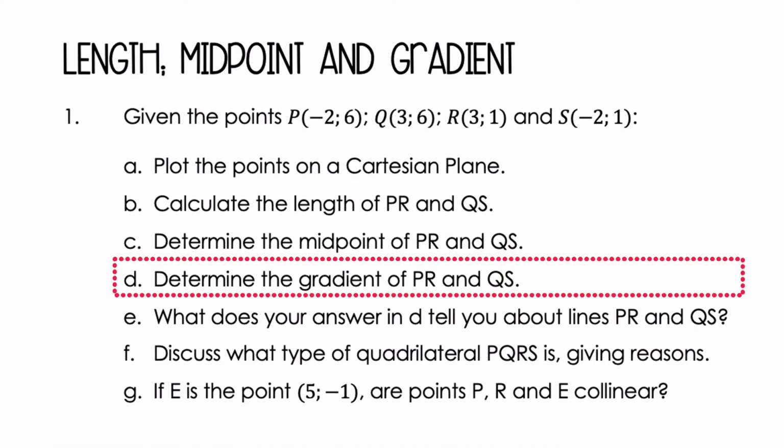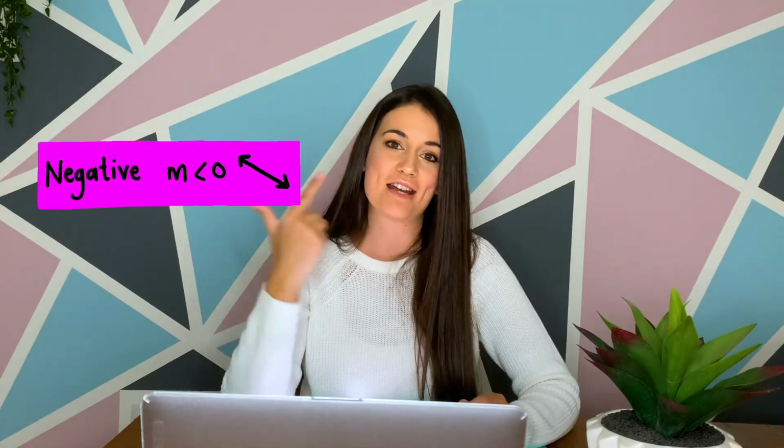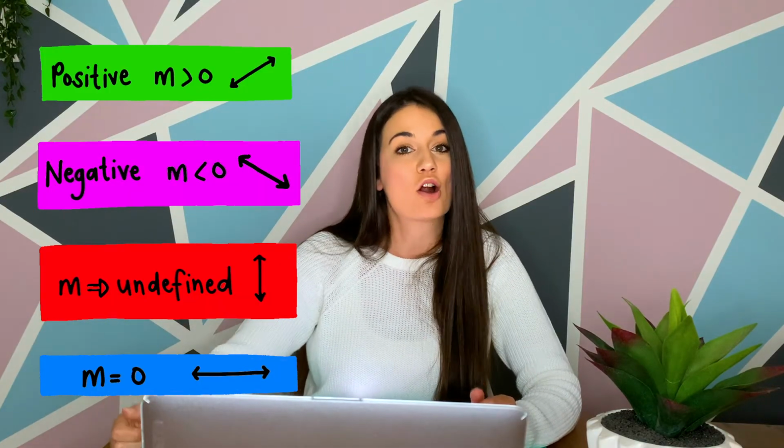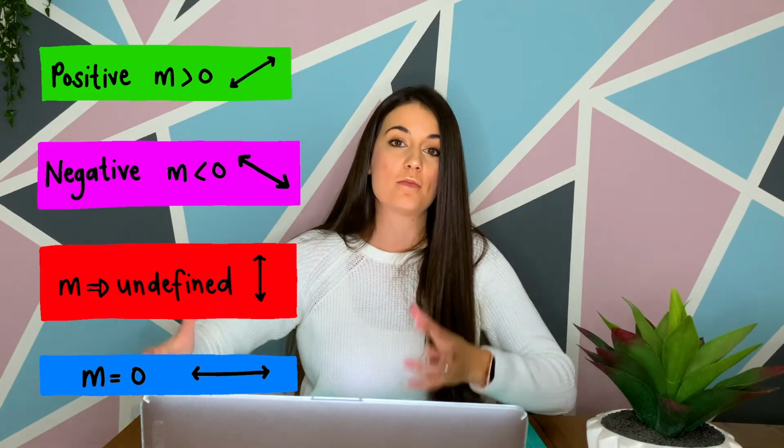The next question says, determine the gradient of PR and QS. The gradient of a line remains constant throughout that line. We have a positive gradient, we have a negative gradient, we have an undefined gradient, or we have a gradient of 0, all depending on what type of line we have. Is our line increasing? Is our line decreasing? Is our line vertical, or is our line horizontal? And those all determine what the gradient is going to be.